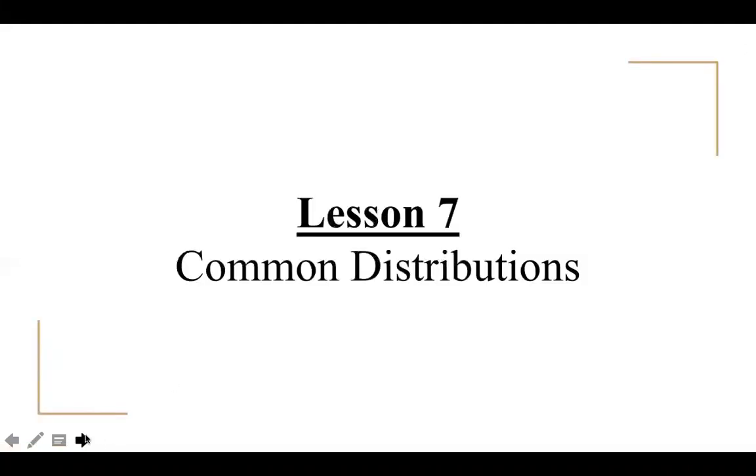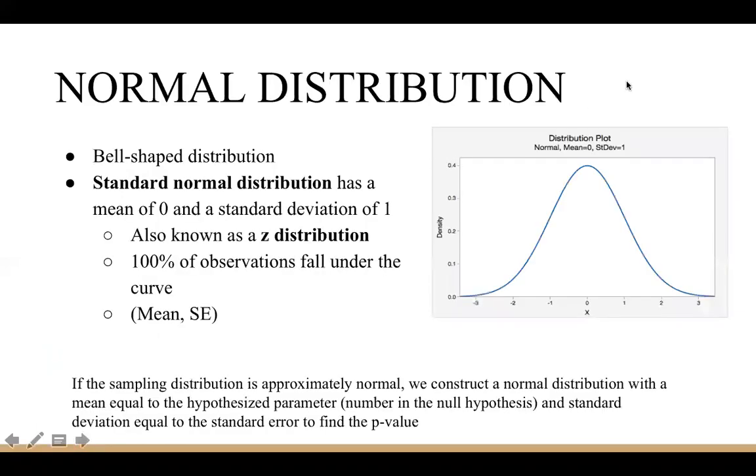So we're going to start with lesson 7, just common distributions. And if you remember, you learned about the normal distribution, which was bell-shaped, and it has a mean of 0 and a standard deviation of 1. It's also known as the z-distribution. And 100% of your observations will fall under this curve. So if you remember, things like the 95% confidence interval relate to the normal distribution.